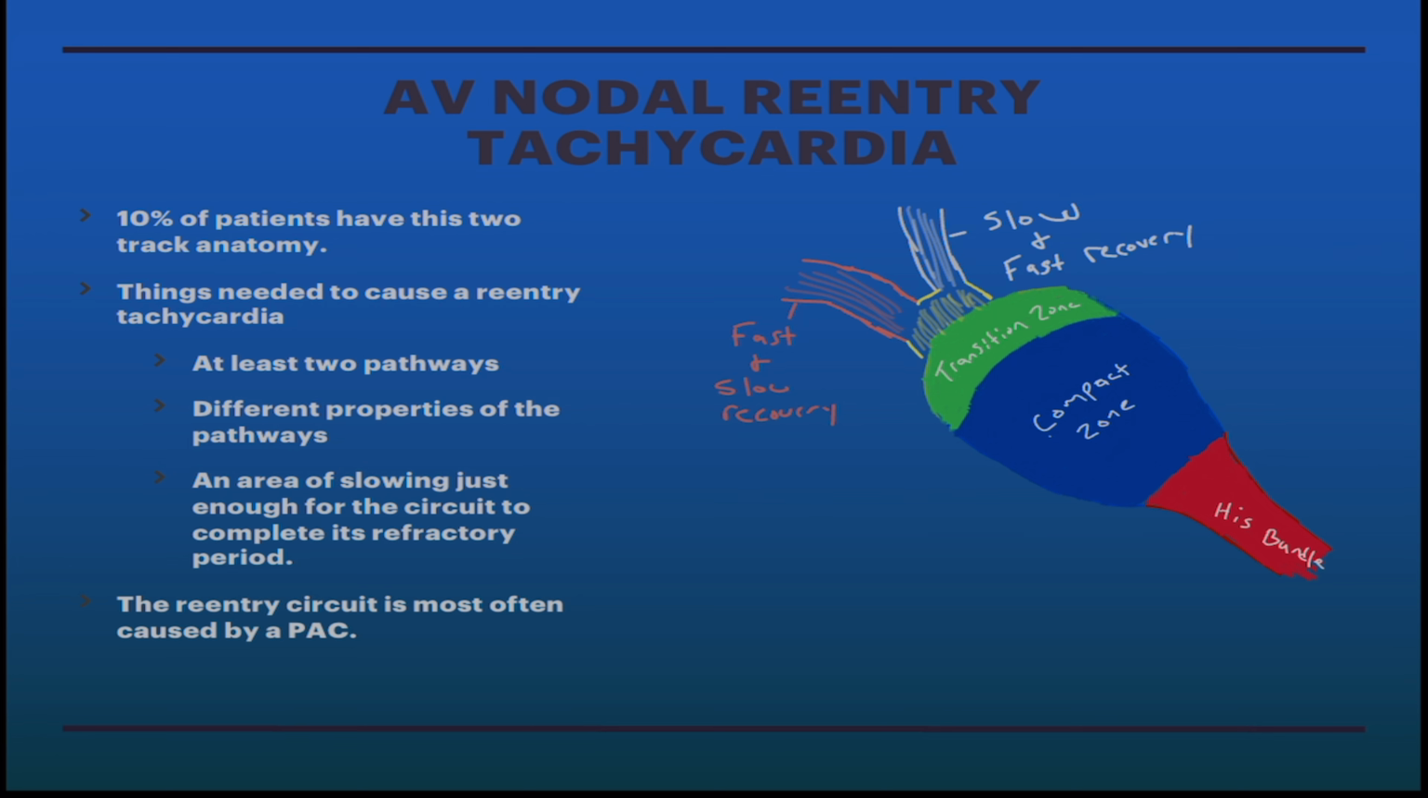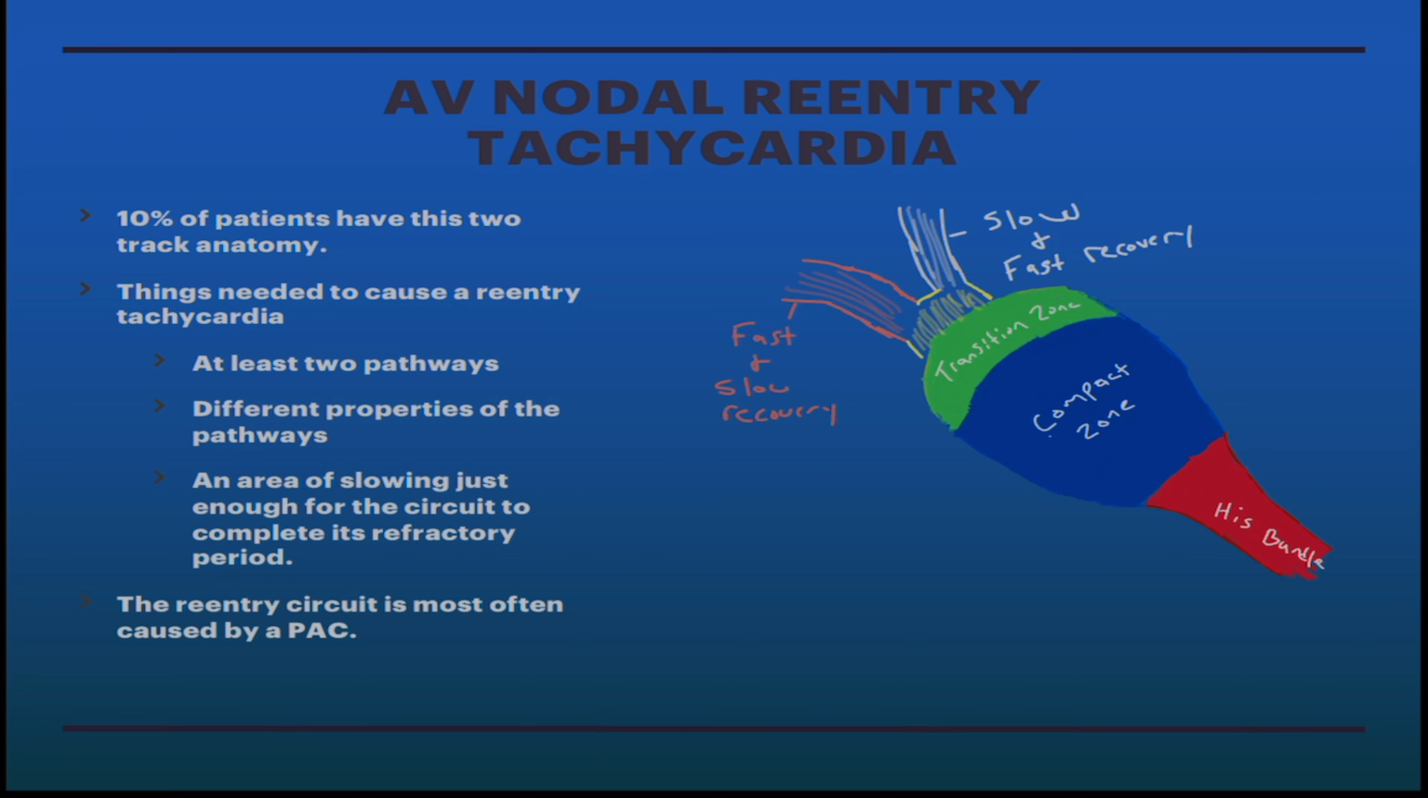So for a reentry tachycardia to occur, you really need 3 things. You need at least 2 pathways that are going to the same place. Those pathways have to have different properties or characteristics. And one of those areas should be slowing the impulse just enough for the circuit to complete its refractory period and fire again. And that's where a reentry circuit is born. It's most often caused by a premature atrial contraction in AV nodal reentry tachycardia.